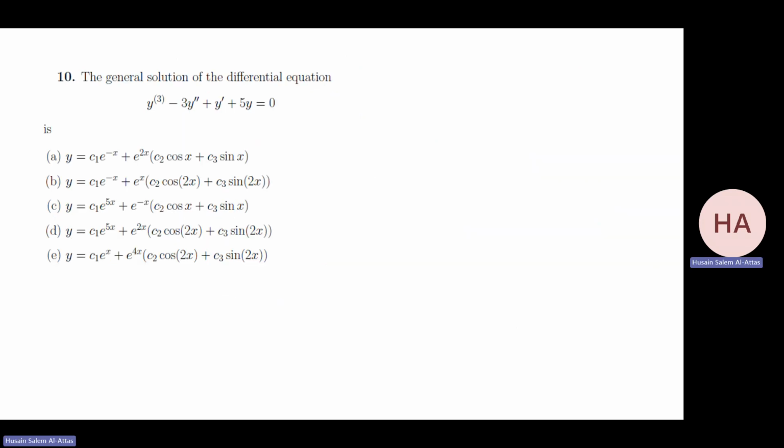The general solution. So it means I need to find the auxiliary equation first. That will be r cubed minus 3r squared plus r plus 5 equals 0. I need to solve this.